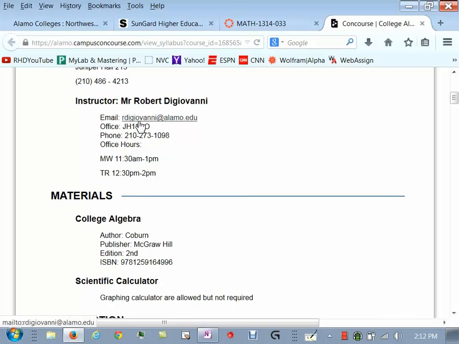This is my email address that you don't need, because you can do everything through Canvas, but just in case, there's a backup email.